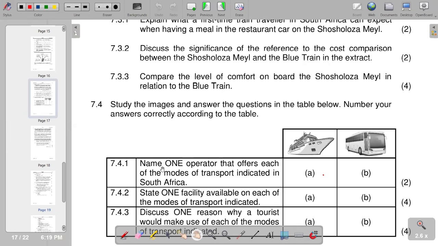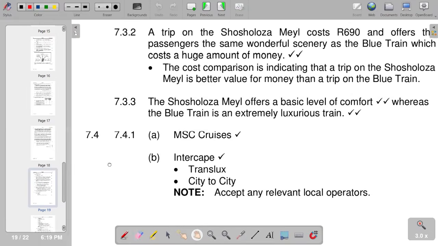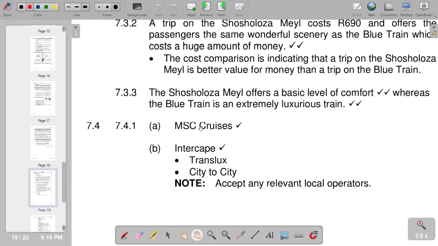So in terms of 7.4.1, name one operator that offers each of the modes of transport indicated in South Africa. So which operator offers ships, and which operator offers buses. We have those operators as indicated: for A, the ship, we have MSC Cruises. Then for the bus, which is image B, Intercape, Translux and Seat to Seat are also part of that as our examples.